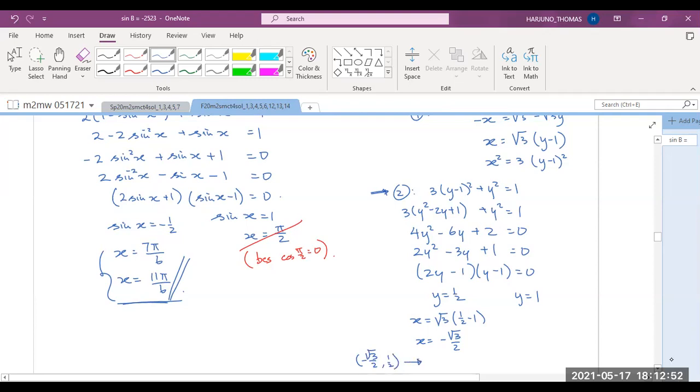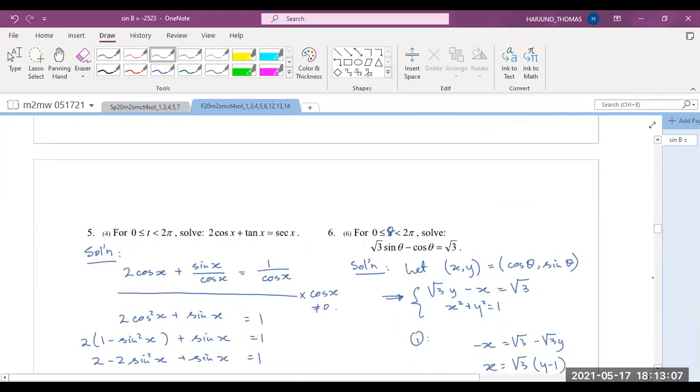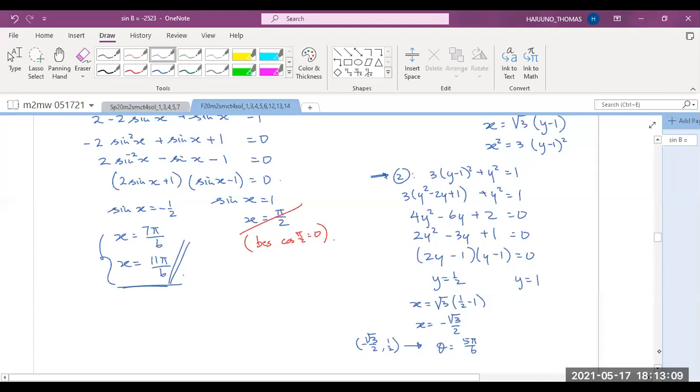That is for theta equals 5 pi over 6. Is it in degrees or radians? Okay, radians. For y equals 1, x will be radical 3 times 1 minus 1, that's 0. So the coordinate (0, 1) corresponds to theta equals pi over 2.